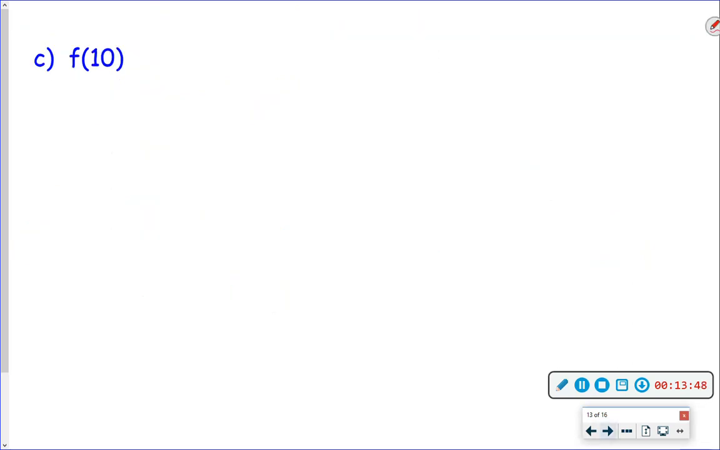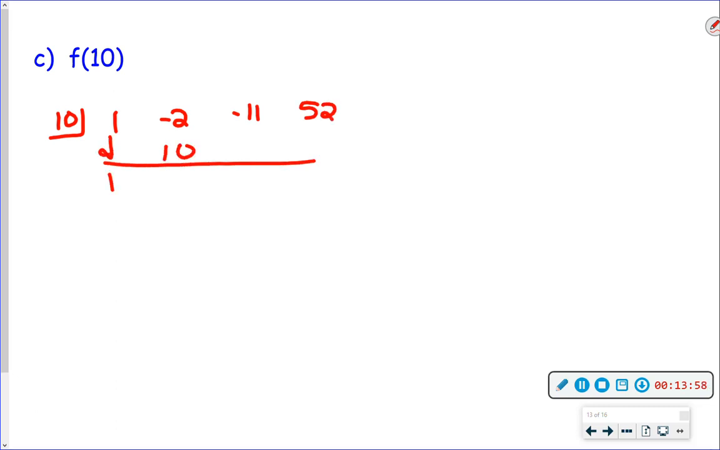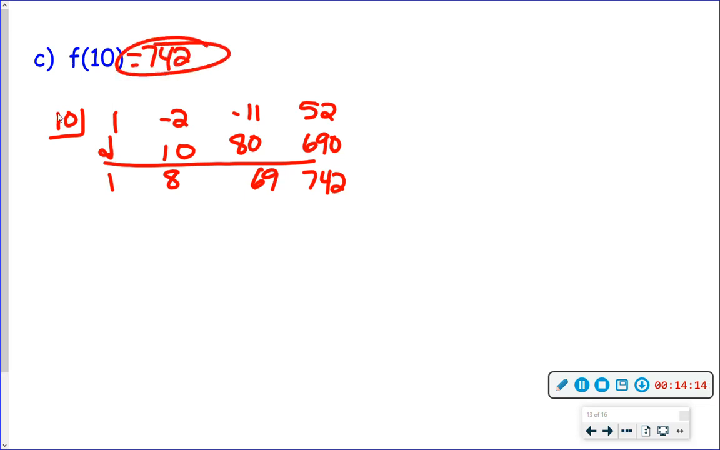All right, one last one. So of course 10 is our divisor. I'm lining up those same coefficients. I'm going to drop that first number, 10 times 1. Add those, 10 times 8, 80. Negative 11 plus 80, 10 times 69. Add those up. So if you replaced all the x's with 10, you would get 742. Got it. Pros and cons.